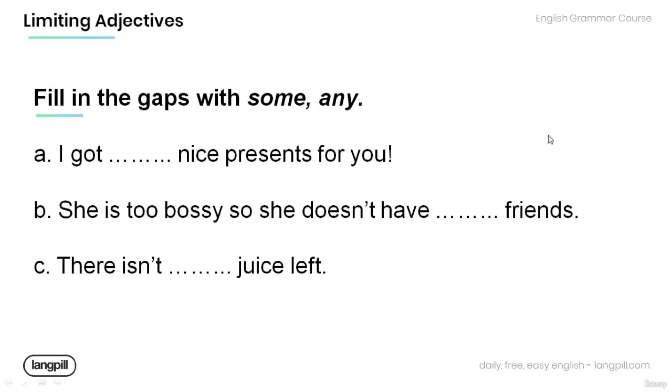Now read the following sentences and fill in the gaps with some or any. A. I got nice presents for you. B. She's too bossy, so she doesn't have friends. C. There isn't juice left.